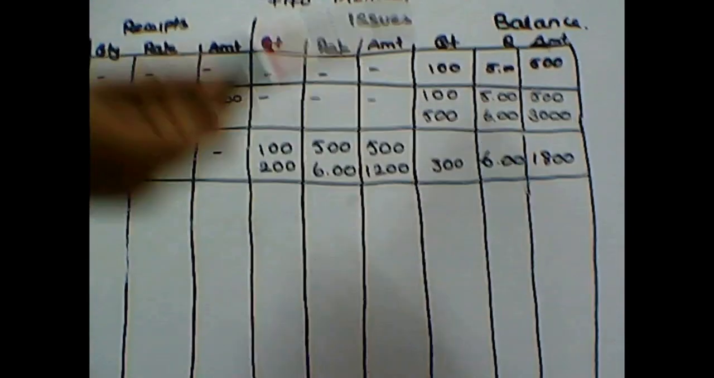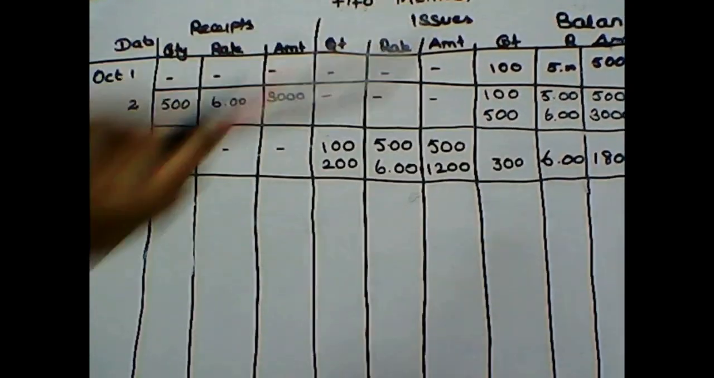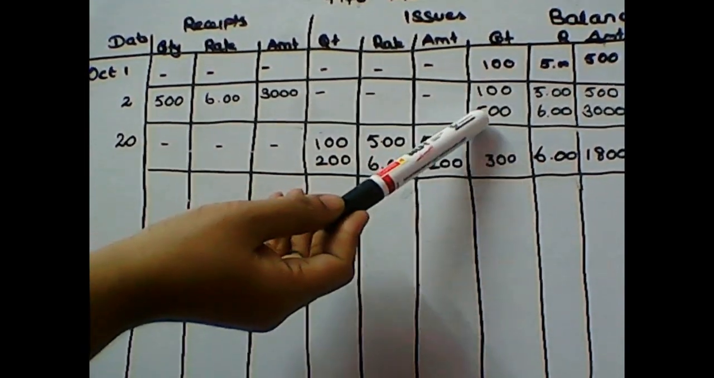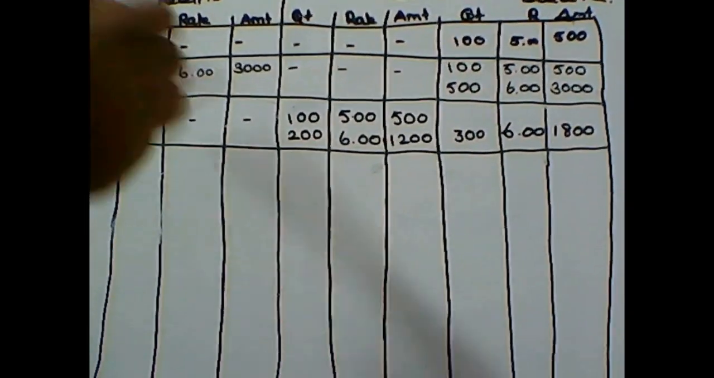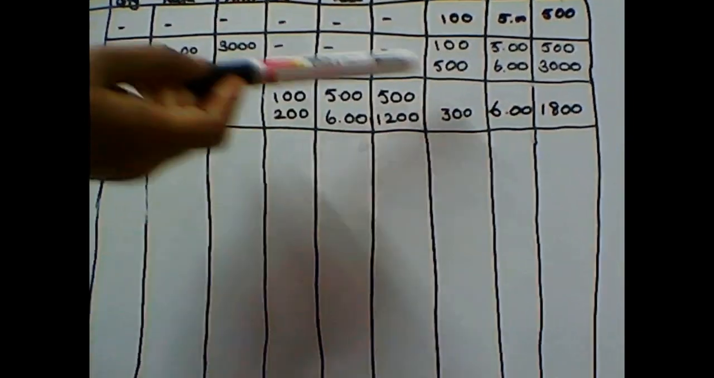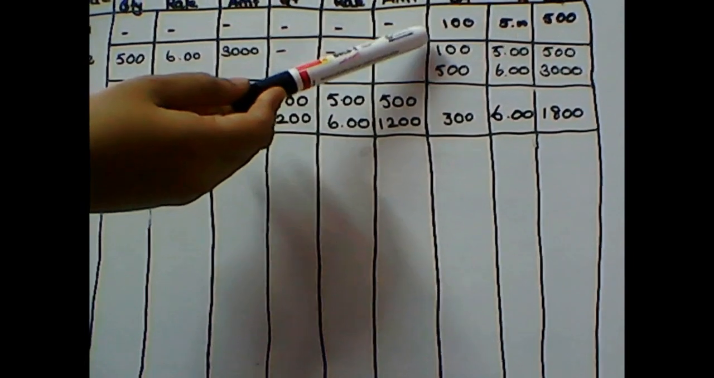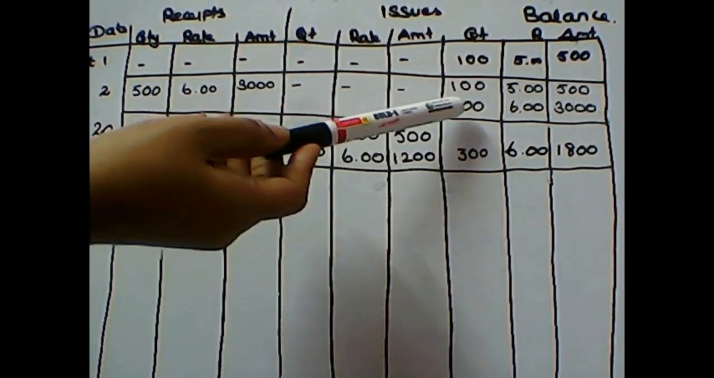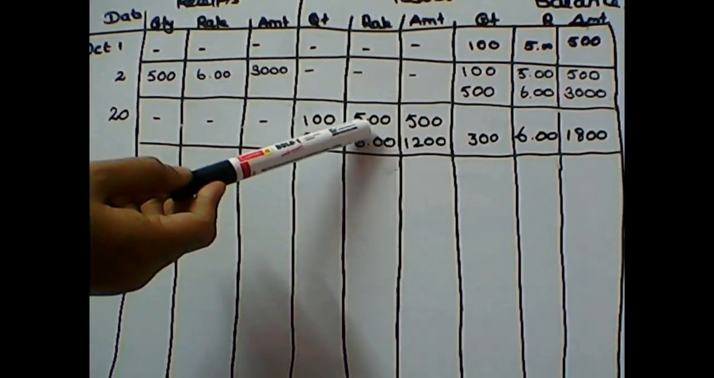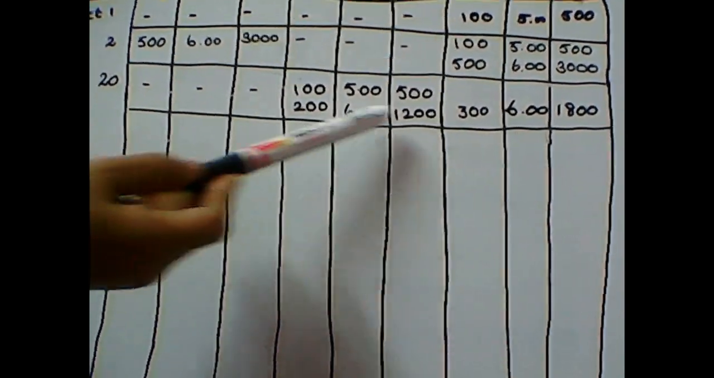So we are going to take 100 from the first slot and the remaining 200 from the second slot, because we have to give 300 units as the issue. We cannot take the whole 300 from the 500, because it is first in first out. First we have to use the first slot, and only after that we use the second slot. So I have taken the 100 from the first slot, which is rupees 500, and 200 from the second slot at rupees 6, that is 1200.